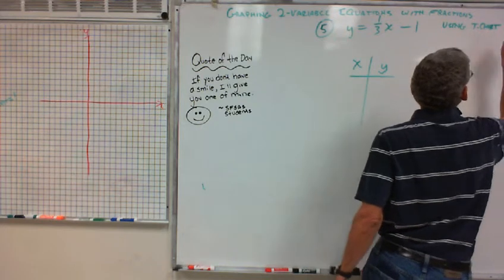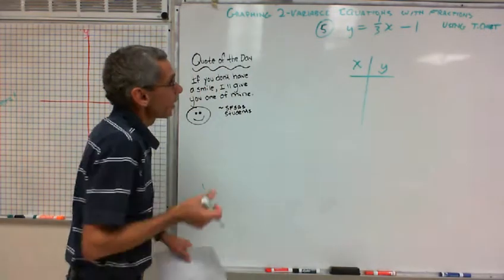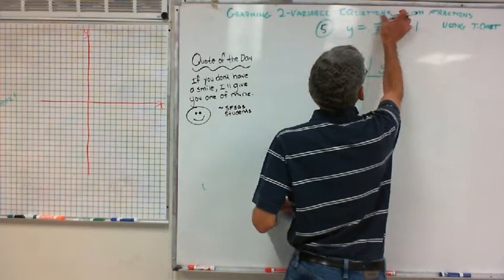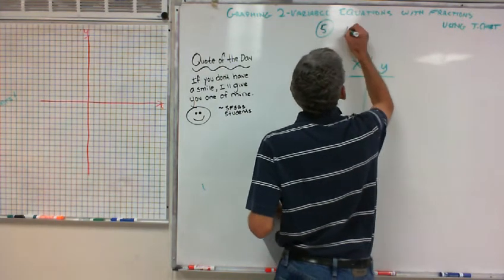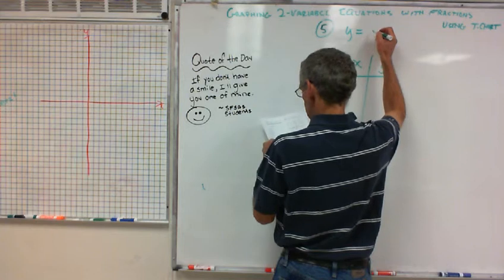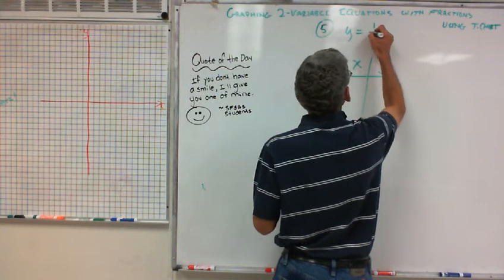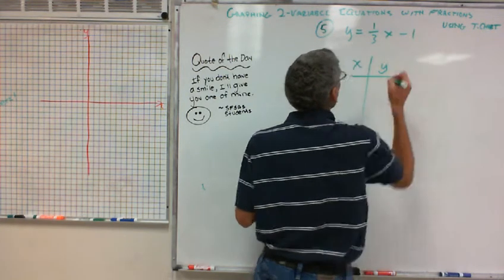T-chart. Okay. Now, here's my equation. I don't like being so close to that. I'm going to start over. y is equal to 1/3 x minus 1. Okay.